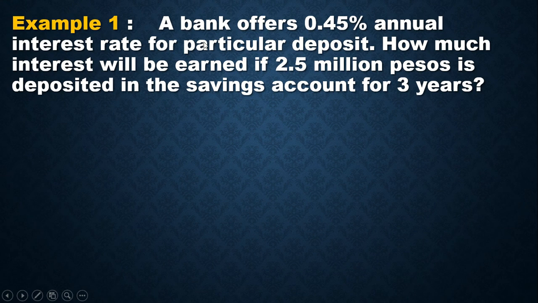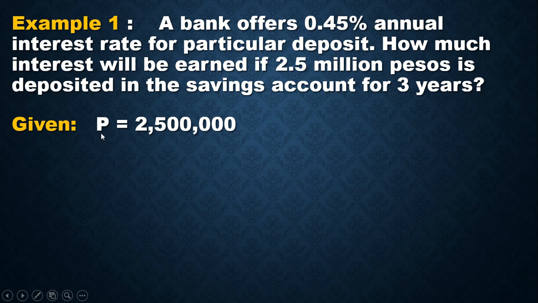Example. A bank offers 0.45% annual interest rate for particular deposit. How much interest will be earned if 2.5 million pesos is deposited in the savings account for 3 years? Halimbawa, tayo po ay nag-invest ng 2.5 million sa isang bangko. Ang bangko ay nag-offer ng 0.45% at ang ating savings account ay tatagal ng 3 years. So, aalamin natin kung magkano ang magiging simple interest.